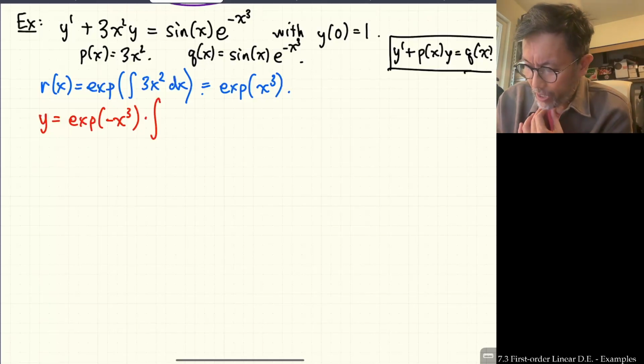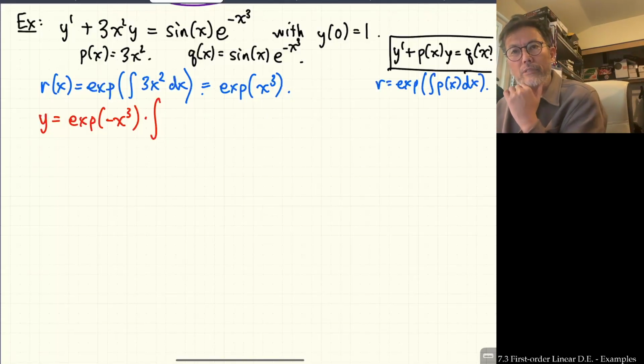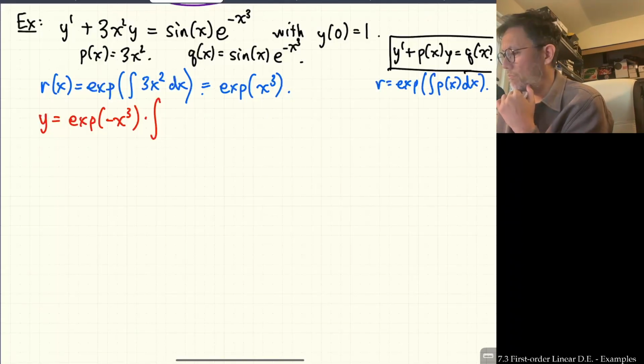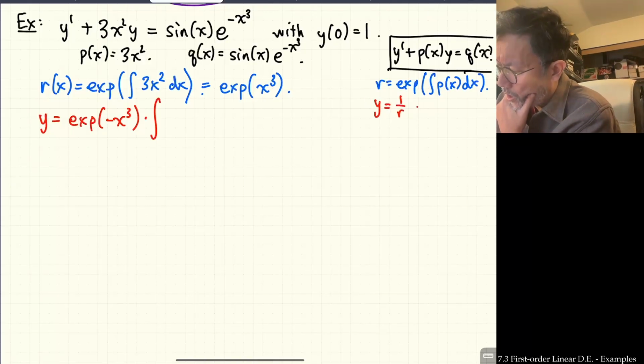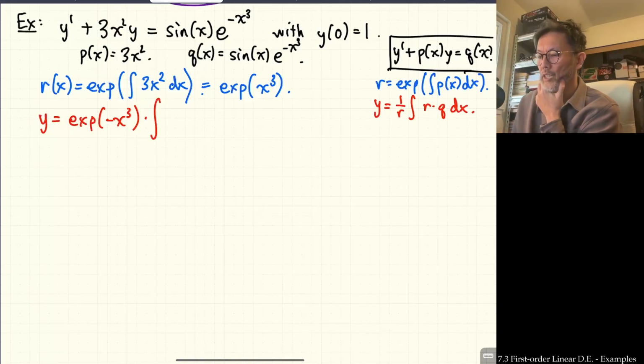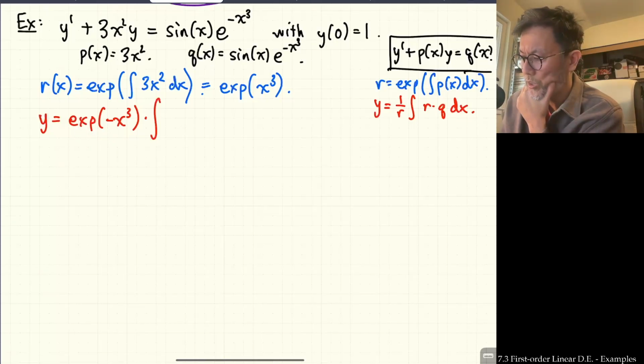Yeah, so maybe I should rewrite these formulas. Remember, r is equal to exp of an antiderivative of p of x dx. I'm working from memory right now, I hope I'm not messing it up. And then we have y, which is 1 over r times the integral of r times q dx. So this term right here is 1 over r, and then we're going to do r times q. R times q. So there's r.